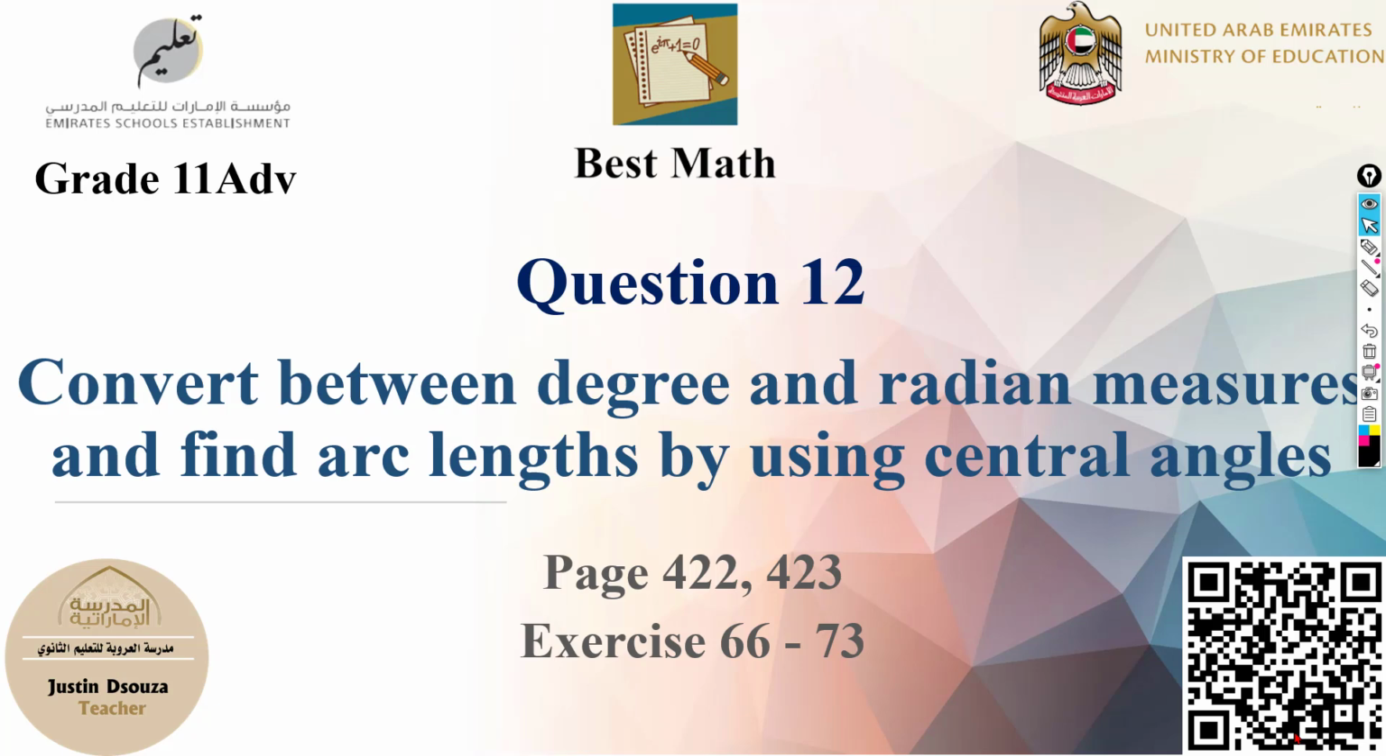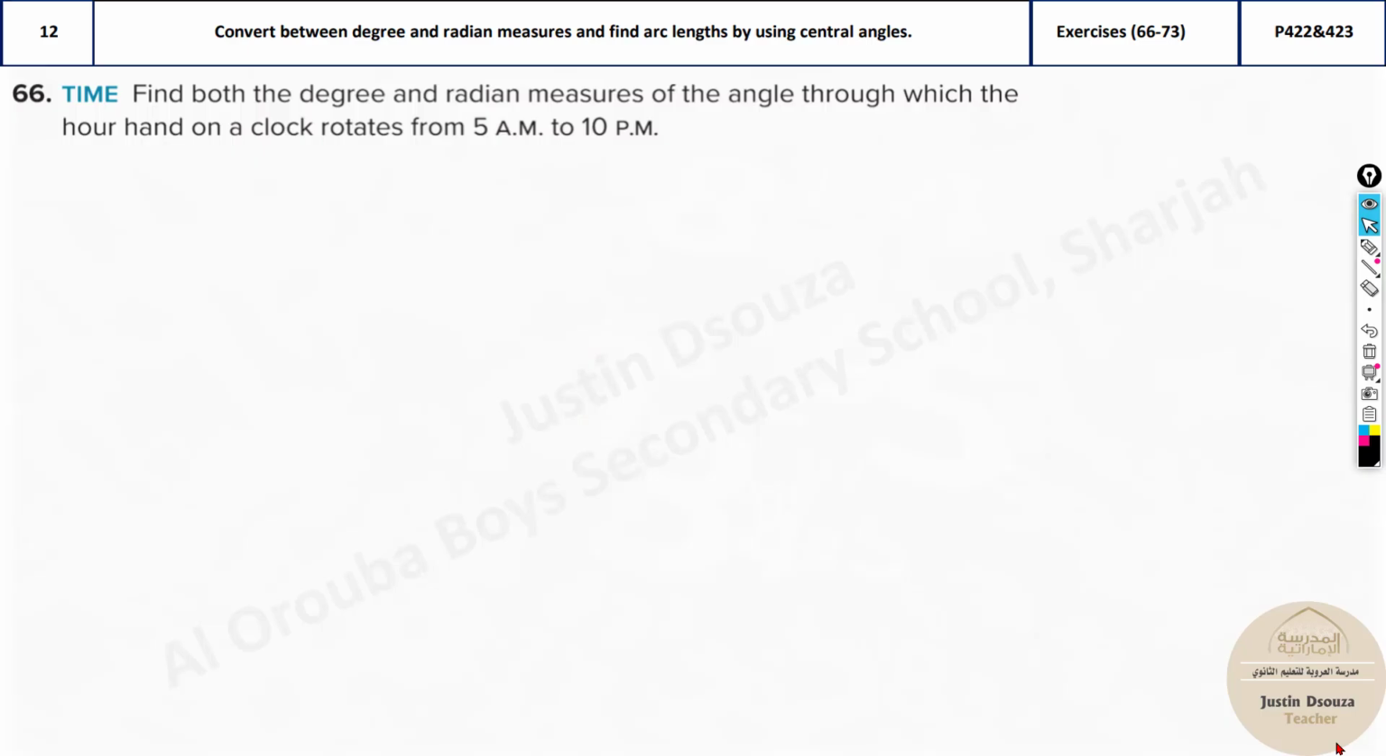To know more about this entire lesson, you can click on the description and look into it. But over here, I'll be sticking only to the types of questions that will be asked. The first one is to find both the degree and radian measures of the angle through which the hour hand of a clock rotates from 5 a.m. to 10 p.m. Let me draw a rough clock over here.